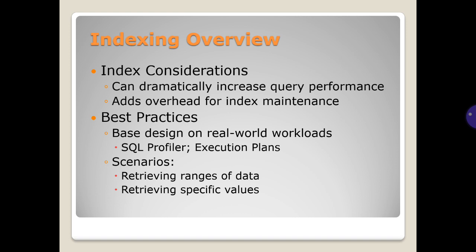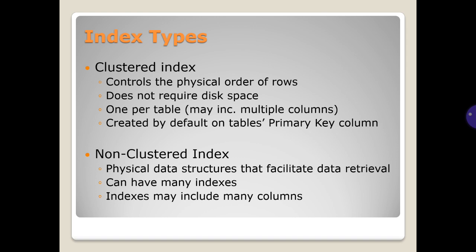Indexing overview. Index considerations can dramatically increase query performance but add overhead for index maintenance. Best practices: base design on real-world workloads, use SQL profiler and execution plans, and consider scenarios like retrieving ranges of data and retrieving specific values. Index types: clustered index and non-clustered index. A clustered index controls the physical order of rows, does not require extra space, is one per table, and is created by default on the table's primary key column. Non-clustered index: physical data structures that facilitate data retrieval; a table can have many indexes. Indexes may include many columns.